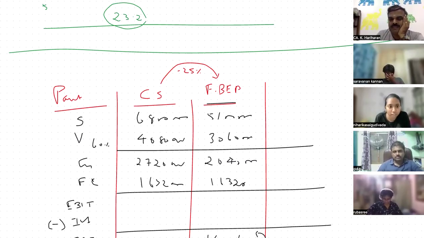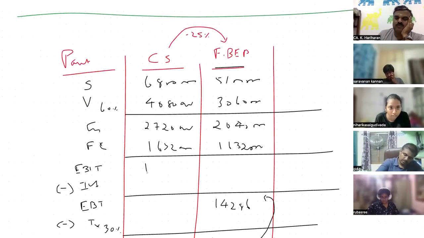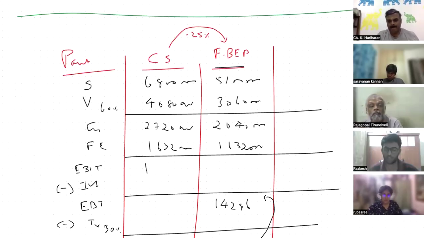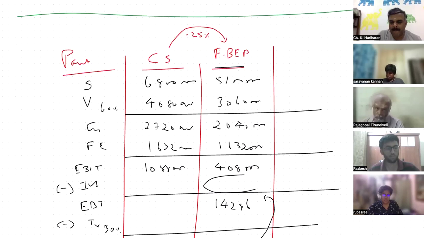The balance is equal to interest. Got it or not? So interest comes to how much? 3 lakh 93,714.